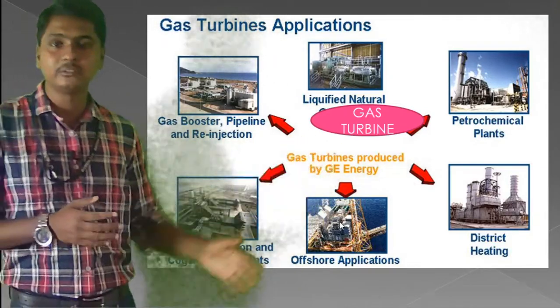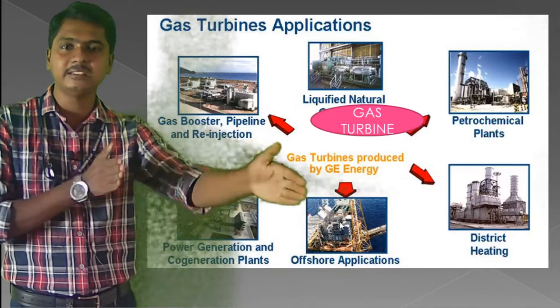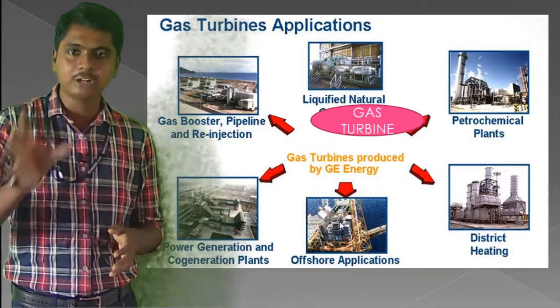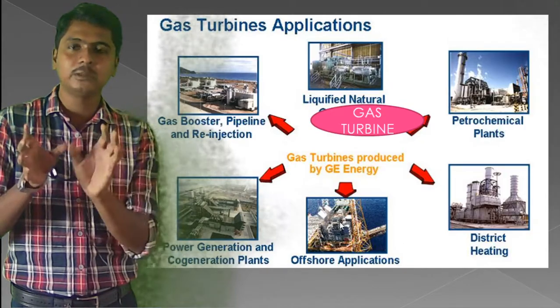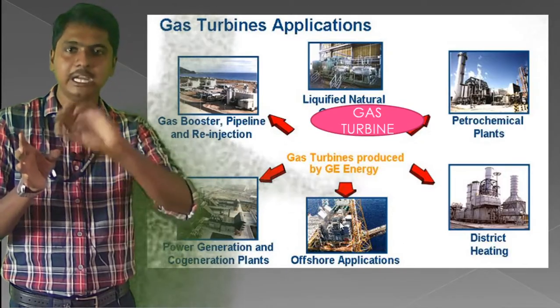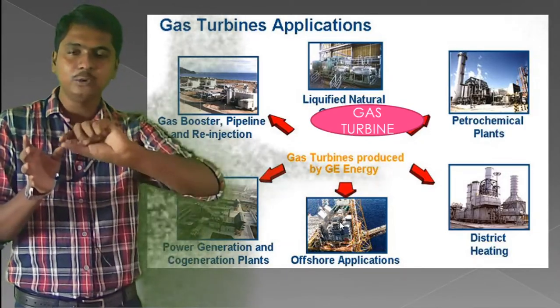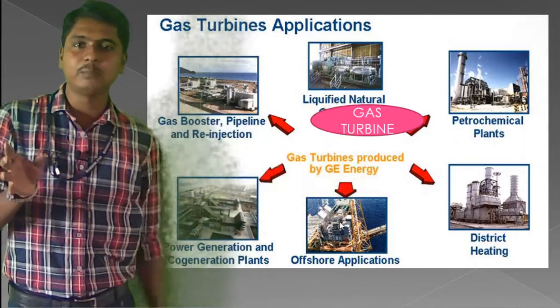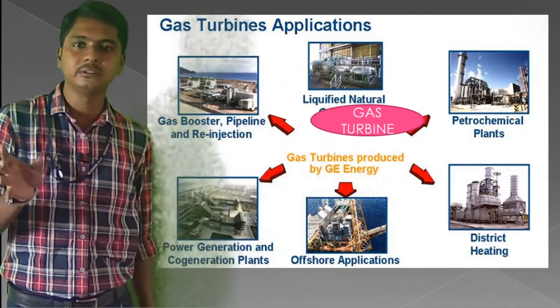In petrochemical plants, it also acts as a cogeneration plant. Whatever mechanical work output we get from the gas turbine plant, we supply to the petrochemical plants to rotate the prime movers.